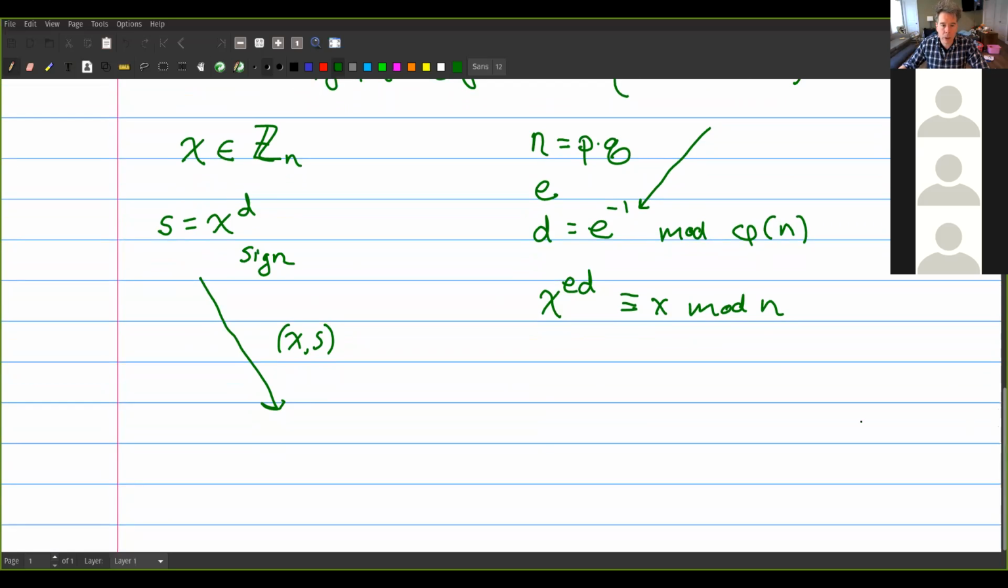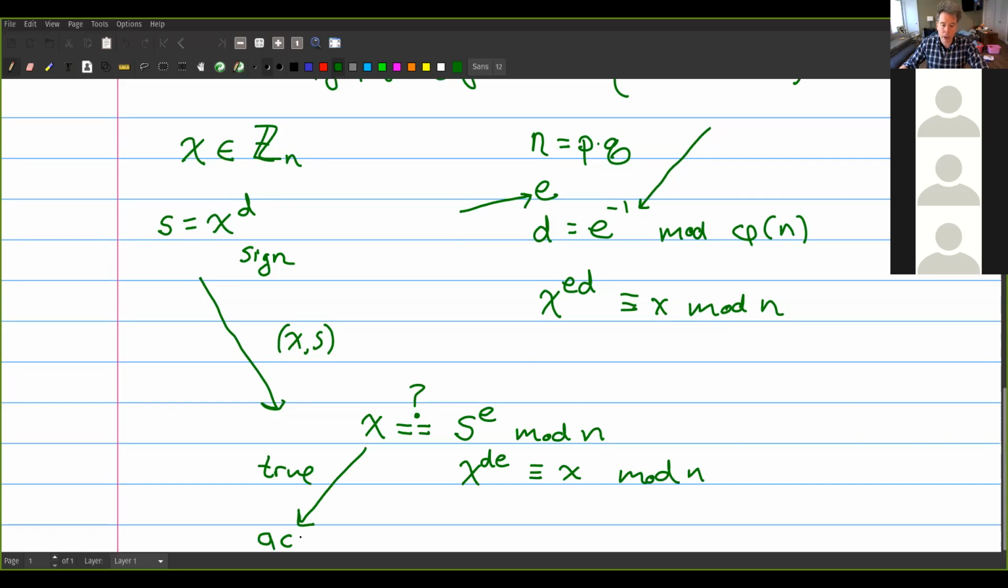And now Bob will receive this, and he will just ask himself, is it true that x is equal to s to the e mod n? So Bob can compute that because the public exponent is public. And what is this value? It's x to the de, which theoretically should be equal to x mod n. So if this is true, then Bob will accept the signature. And if this is false, then Bob will reject the signature.